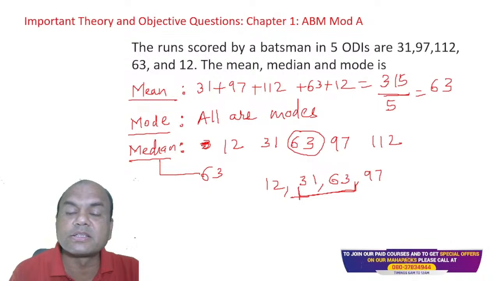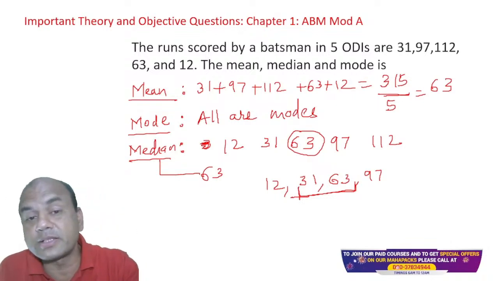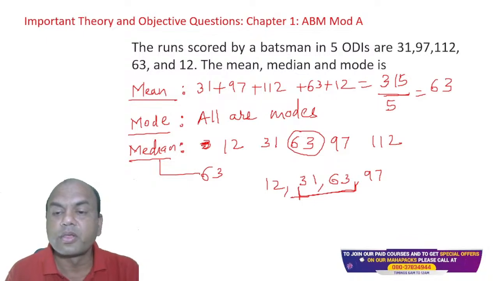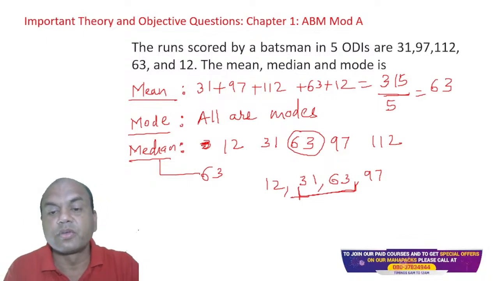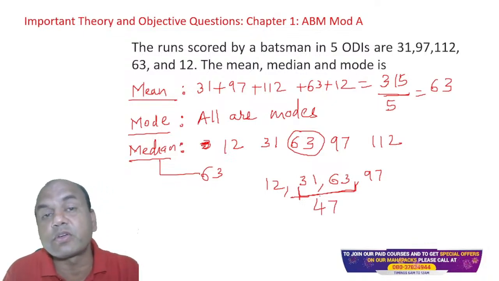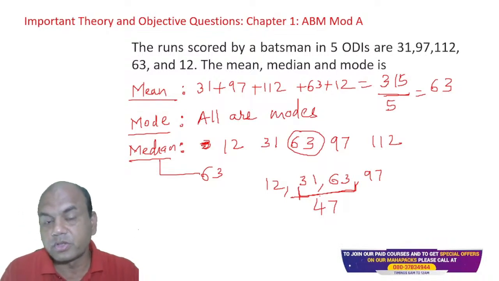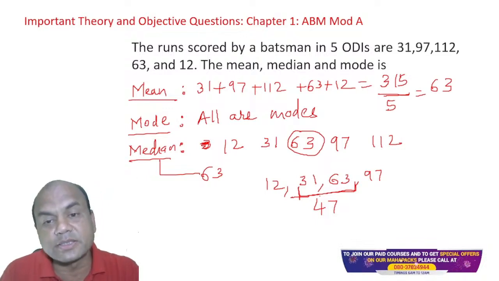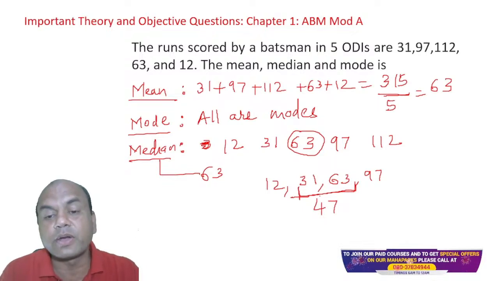So 31 plus 63 upon 2. Give me the answer, everyone. 31 plus 63, this upon 2. So it is 47. So the median would have been 47 in that case, if there were 4 numbers. Got it? If it's an odd number of elements, then things are simple. The central number is very easy to find. If it is an even number, then I have to find the average of the two central numbers.